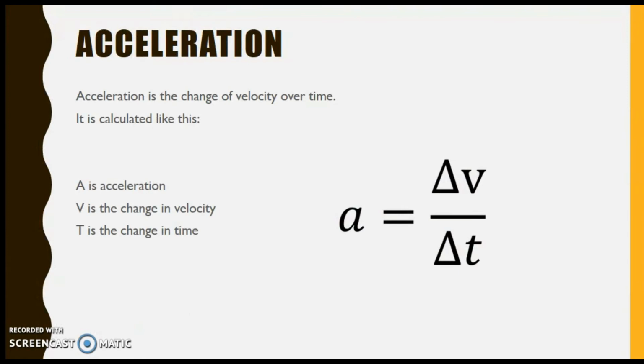Acceleration. Acceleration is the change of velocity over time. It is calculated like this: a equals triangle v over triangle t. The triangle indicates change. a is acceleration, v is velocity, and t is time.